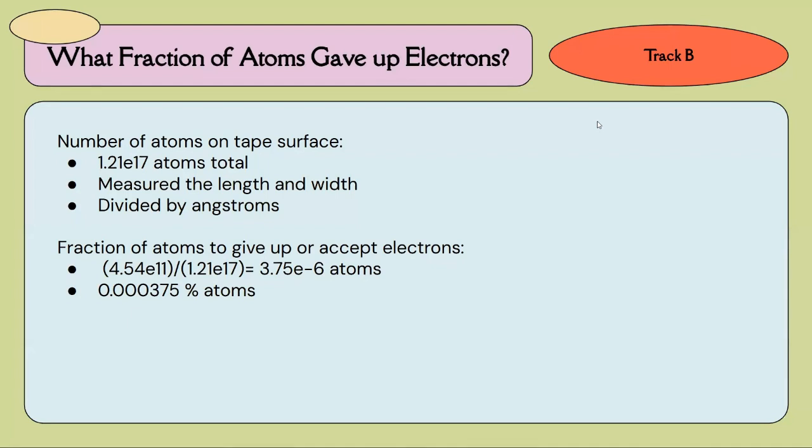Next, we calculated the fraction of atoms that gave up or accepted electrons. Here explains the math, in that we got 0.000375% of atoms had given up their electrons.